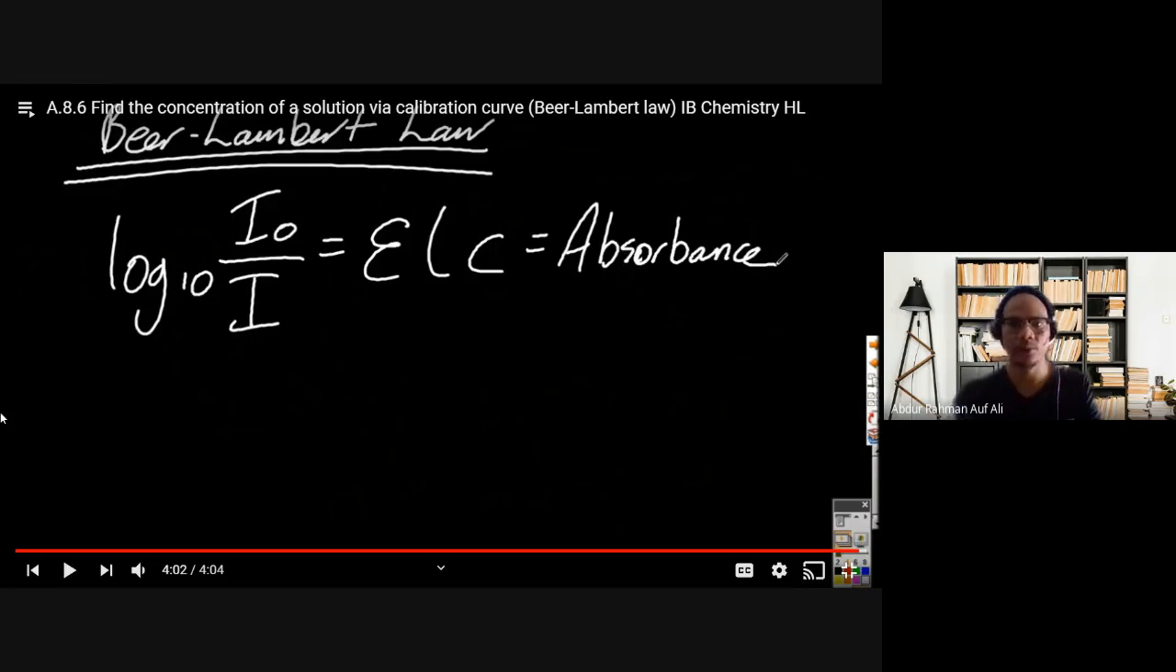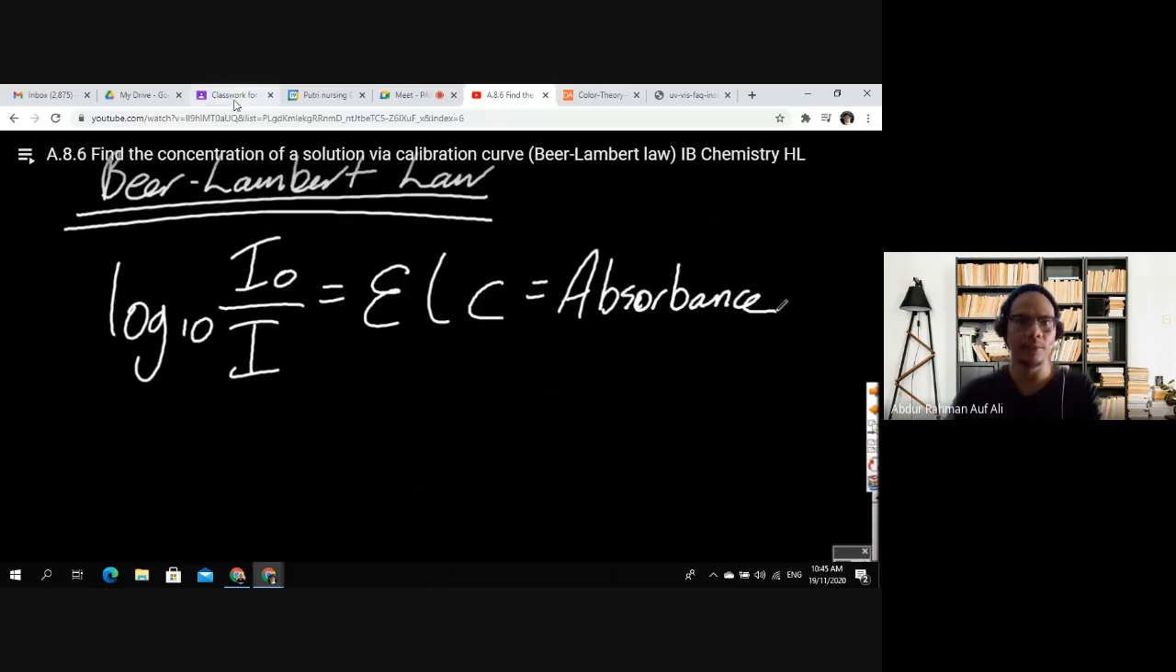So this is what the law looks like. Log 10 I naught divided by I equals epsilon LC equals absorbance. Okay, so this is the Beer-Lambert's law. Ada tertera di dalam your lab manual.